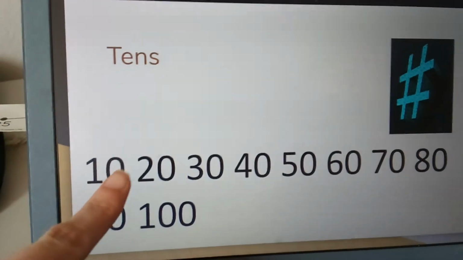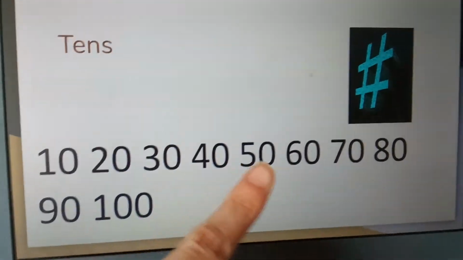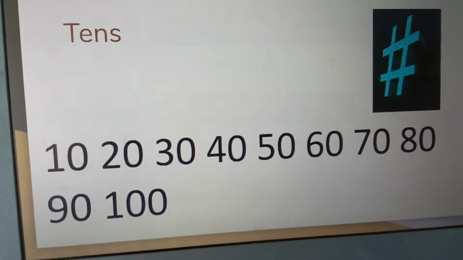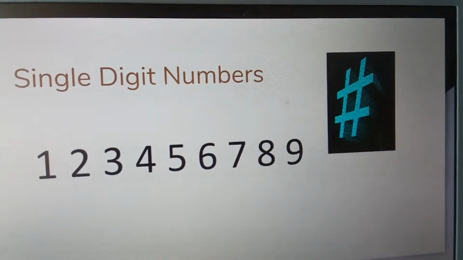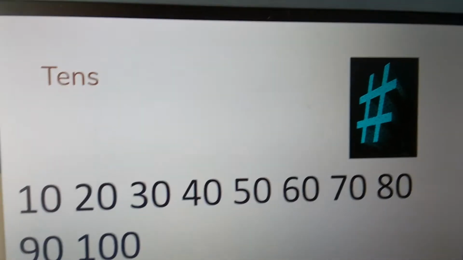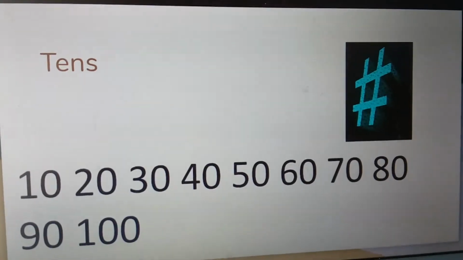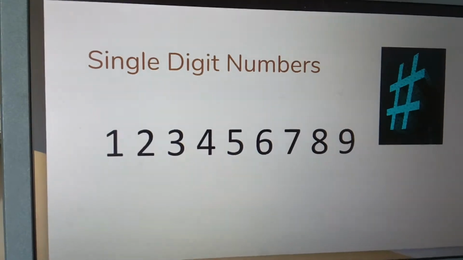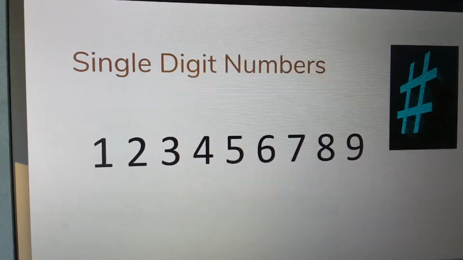Let's review those. Ready? 10, 20, 30, 40, 50, 60, 70, 80, 90, 100. So now that we know this, we've gone over our 1s as single-digit numbers and our 10s as being two-digit numbers. Our job is to use our single-digit numbers to build a new 10, and that 10 is going to be 30. How we're going to do this is we are going to play the game Add It Up.